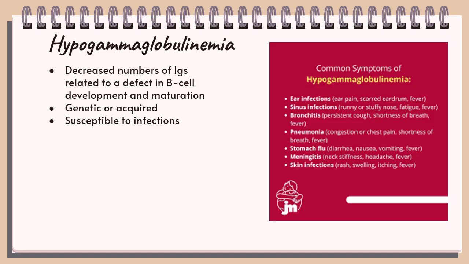Your immunoglobulins are there to help protect you, right? But none of them are there with this type of disease, leading to more ear infections, sinus infections, bronchitis, pneumonia, stomach flu, meningitis, skin infections, really any type of infection they're more likely to have because their immune system just isn't doing what it's supposed to do.